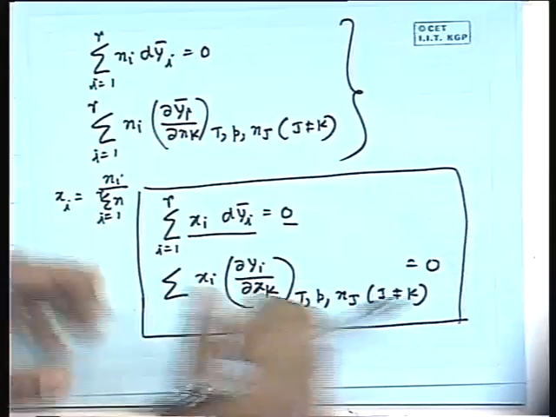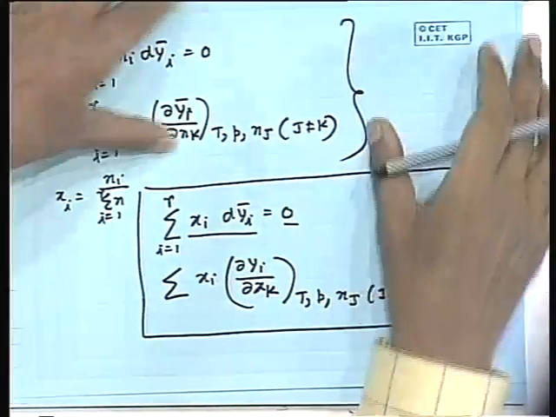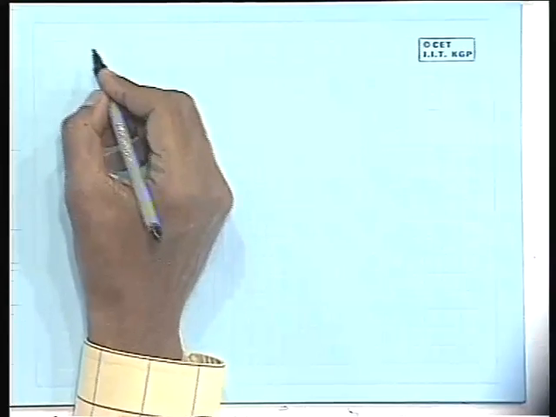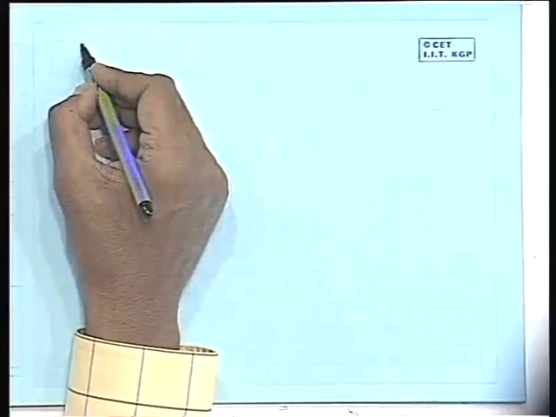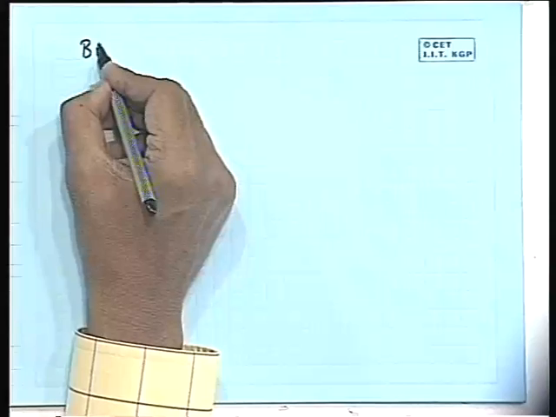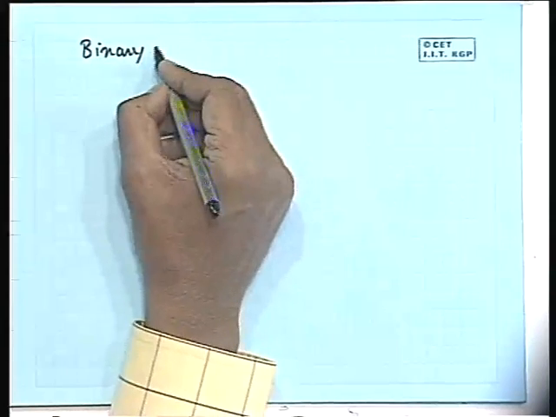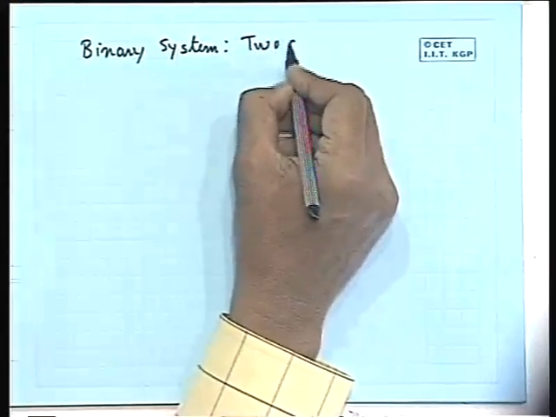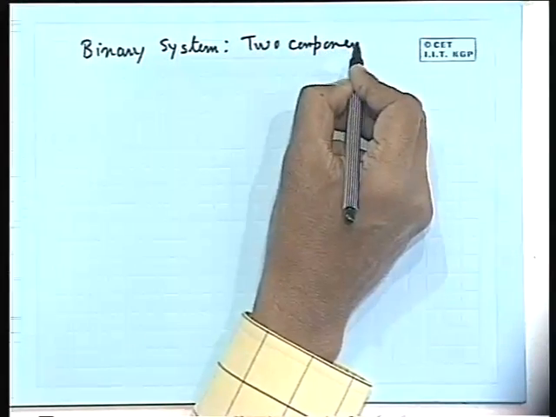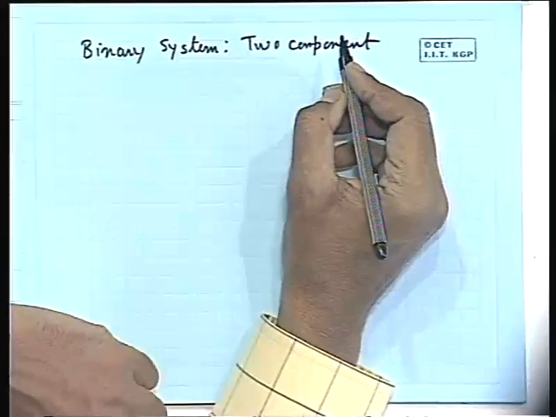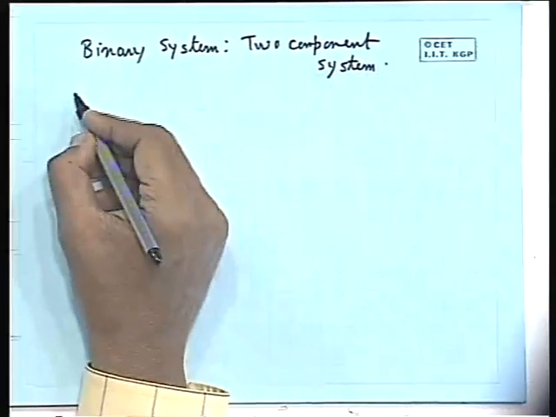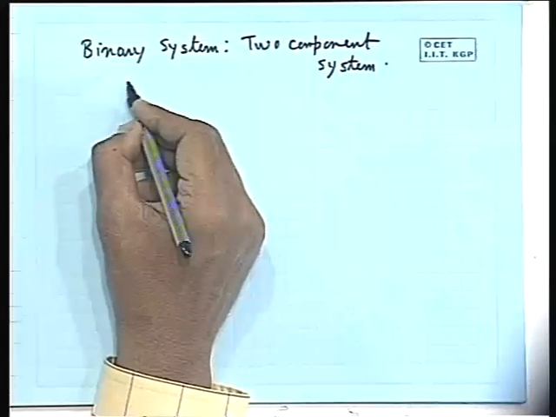Now, one very important thing for a binary system: for the ease of working, a few important equations can be made. Consider a binary system. Binary system means two component system. So let us define component 1 and component 2.